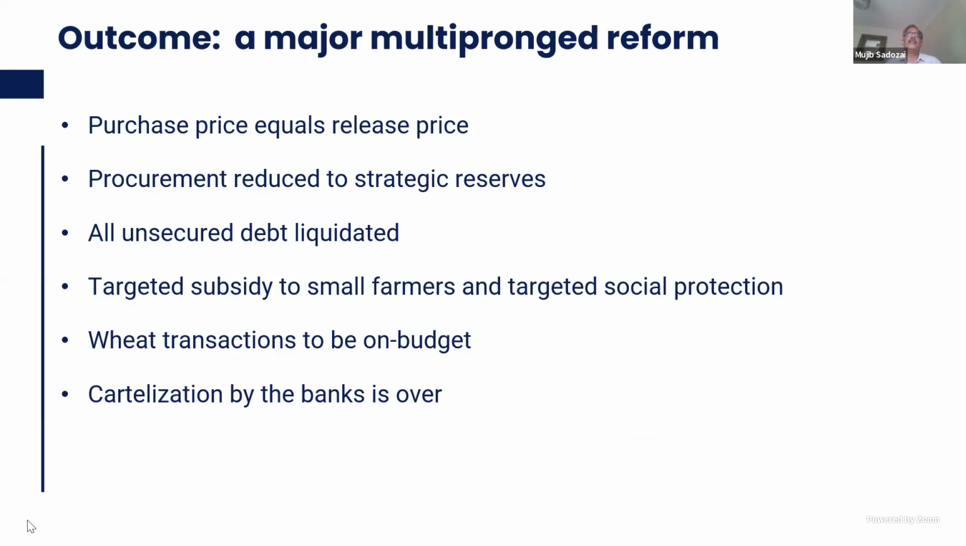So in terms of the outcome of this thinking and working politically approach, there has been a major governance reform with multiple benefits. Price differential has melted away. In fact, the government is literally exiting from commercial commodity operations beyond the need to maintain strategic reserves. All unsecured debt has been liquidated, and any remaining commodity operations will now be on budget as against earlier being off budget. SNG will be supporting this reform in the coming year. And the cartelization of the banks is also finally over. Shall we move to the next slide? And this is the final slide.